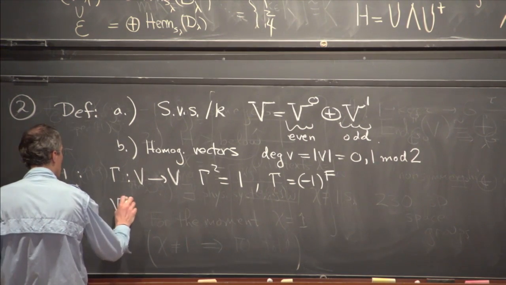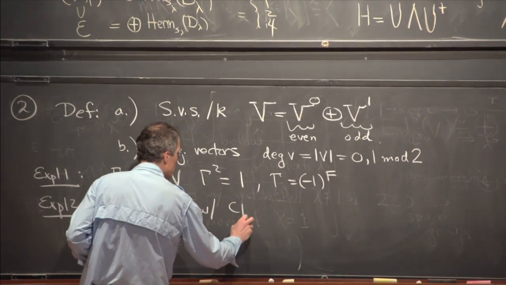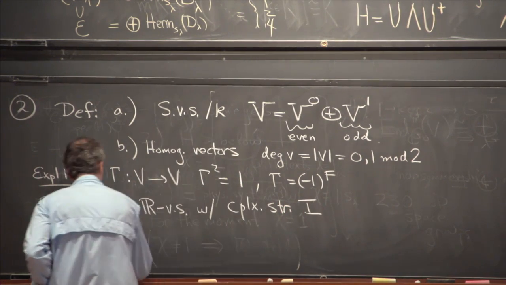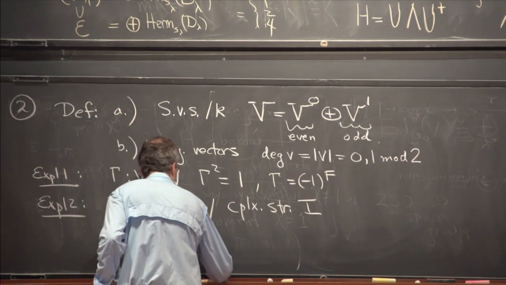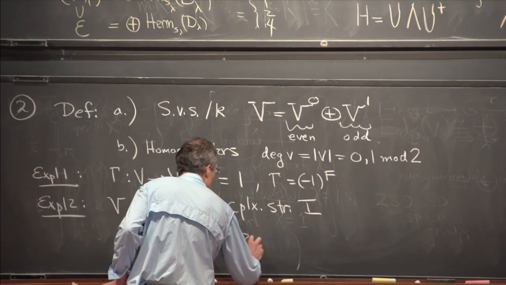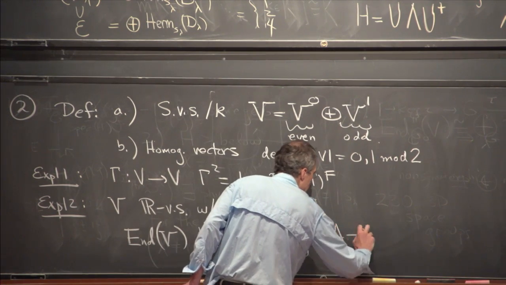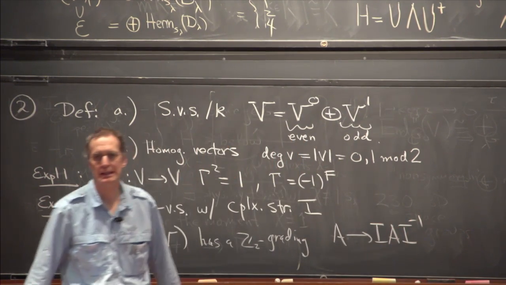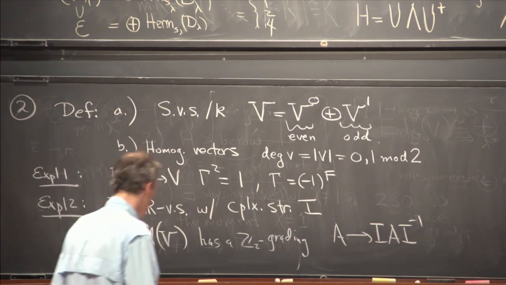Example 2. Suppose that we have a real vector space V with a complex structure. Then the endomorphisms of V, the real endomorphisms of V, have a Z2 grading. Because I can take an operator and conjugate it by i. If you do that twice, because i squares to minus 1, which commutes through, this is a Z2 grading.